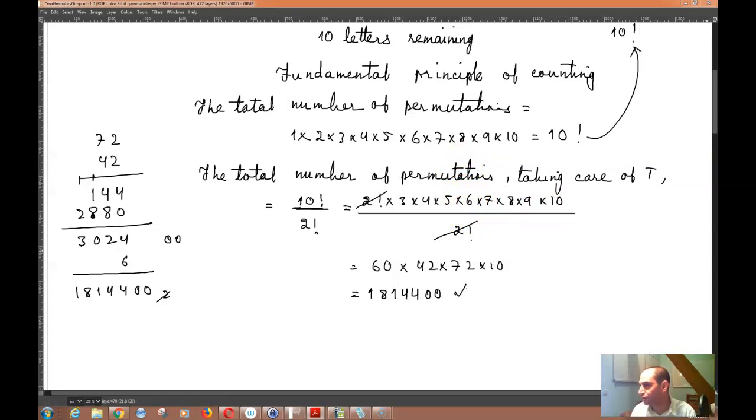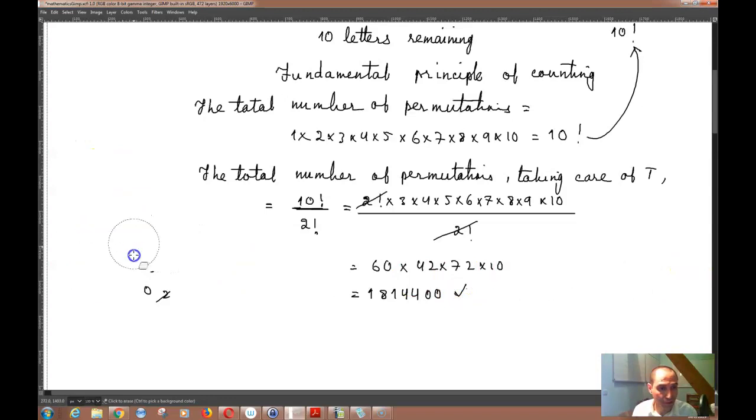So number 11, that's 1814400. That is the correct answer, by the way. Now the next part of the question is, the question has 2 more parts to go.